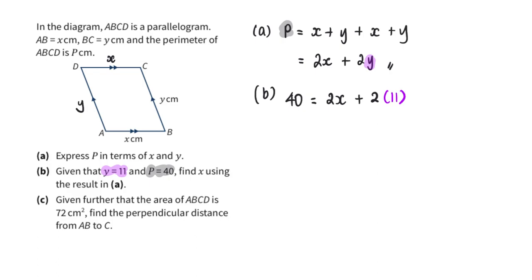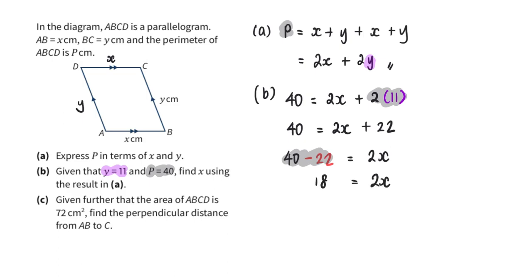And so we are going to solve this equation now. 2 times 11 is 22. And I am going to minus 22 on both sides. So that you will see minus 22 here. I'm left with 2x on the right hand side. 40 minus 22 is equals to 18. And I am going to divide by 2 on both sides.